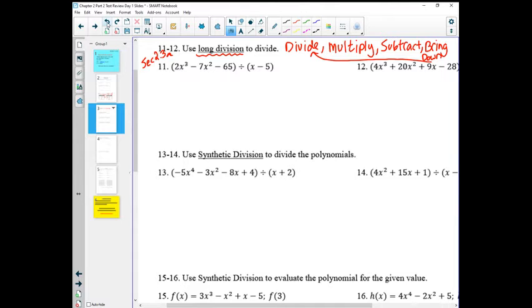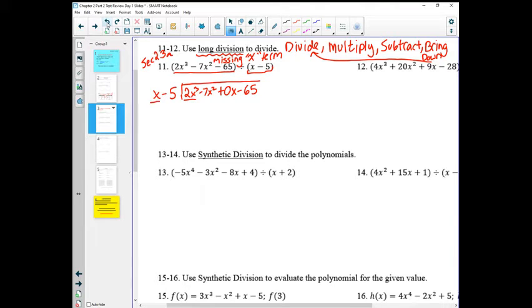Before we do this long division, note that on the inside of this polynomial, we are missing the x term. So when we write out our division problem, using the long division symbol, 2x cubed minus 7x squared, in place of x, I'm going to put plus 0x to hold the place of that x term. Okay, you must do that to hold its place. And then minus 65 goes at the end. This x minus 5, since that's what I'm dividing by, goes on the outside of the division bar. Now we're just going to go through our steps.